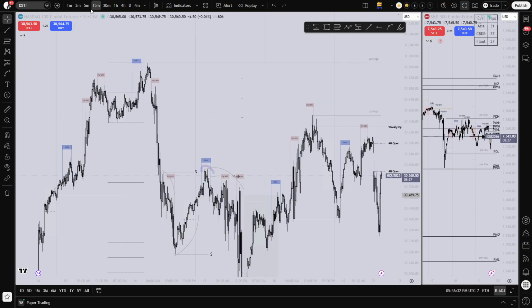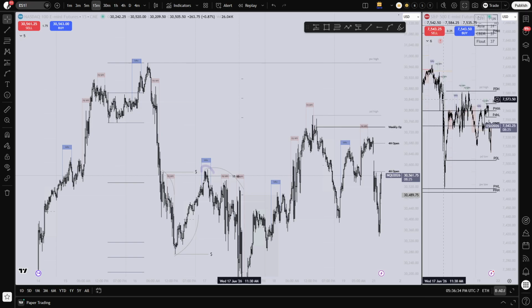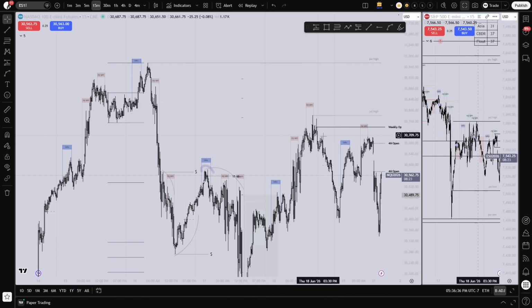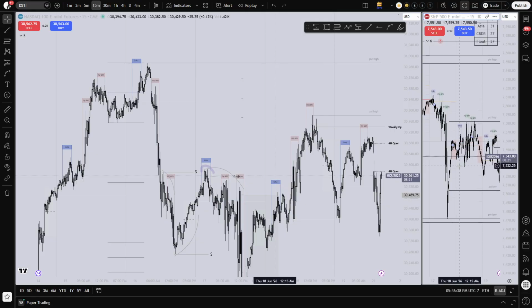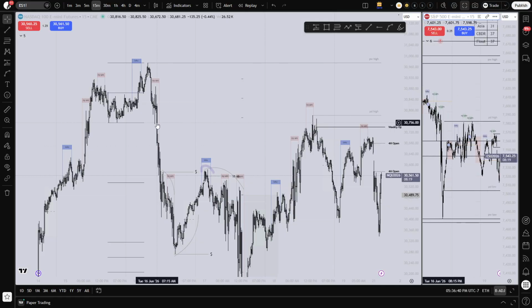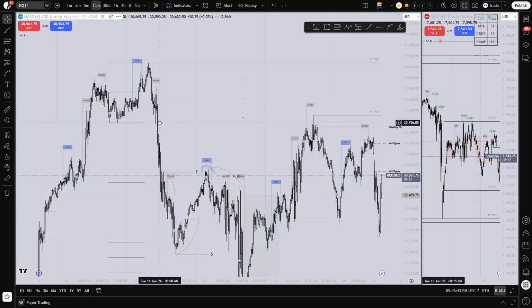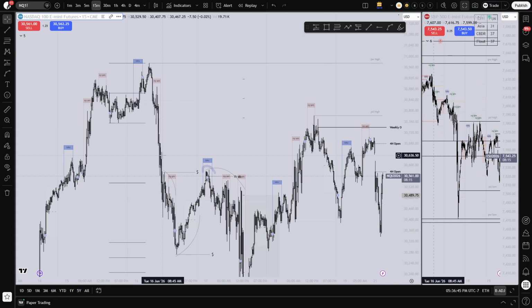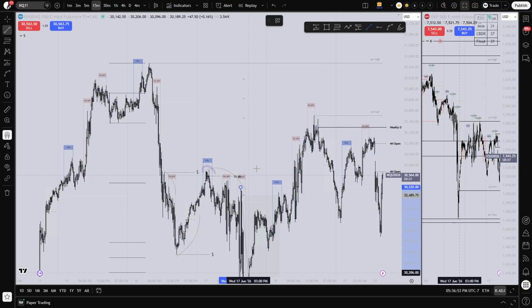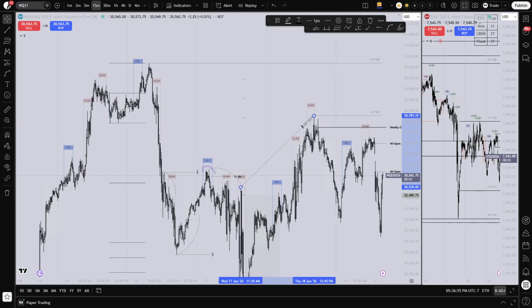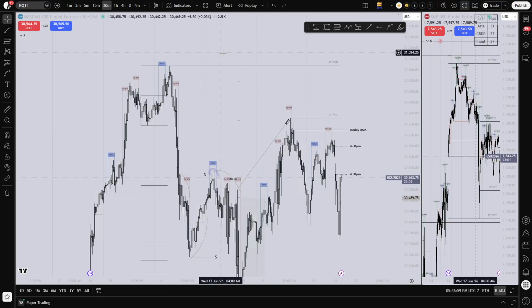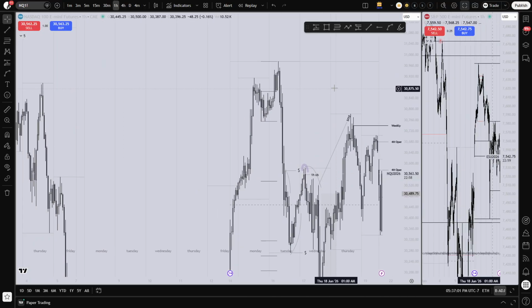We react off -2. So, let's hop on the 15 minute and see if there's an S&T here. I think there's a massive S&T. There might be. Yeah, there is an insanely massive S&T right here. Oh, there you go. S&T. Okay, let's find our PD array. Alright, so we got S&T there, -2.